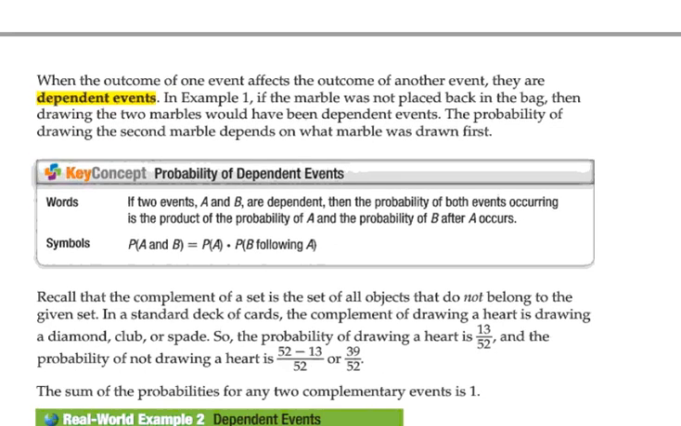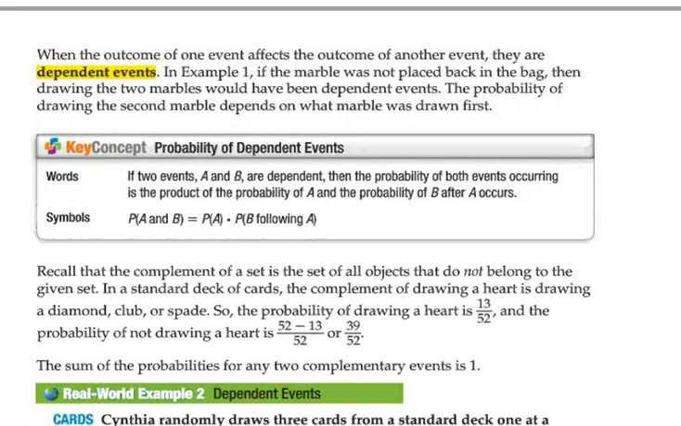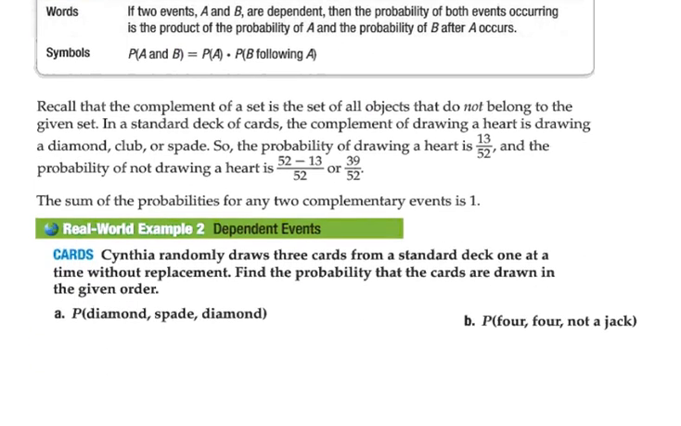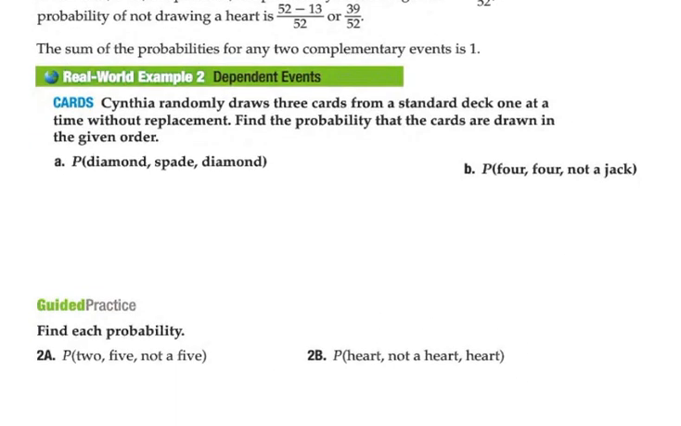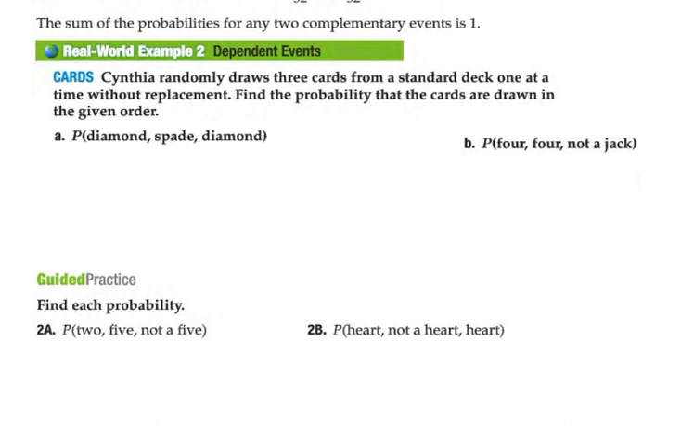Now we're looking at dependent events, when the outcome of one event does affect the outcome of another event. They give some good examples here, but we looked at that dependent event about drawing the ace of diamonds, which did change our probabilities. So let's look at example 2. Cynthia randomly draws 3 cards from a standard deck, one at a time, without replacement. There's why this is considered a dependent event. We're supposed to find the probability that the cards are drawn in the given order.